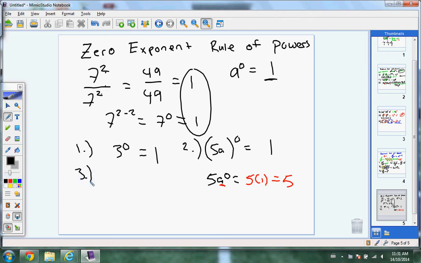Number 3: if I did 2 to the 5th times 2 cubed, all to the 0 power, that's 1, because it's the whole thing. It doesn't matter what's in there. I can put a million in there. A million to the 0 power is still 1.